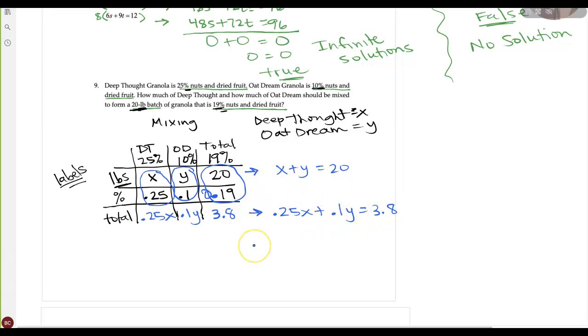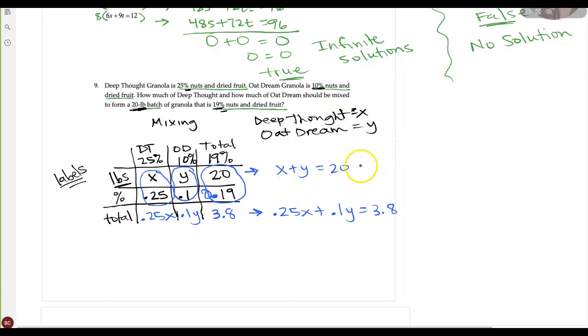And now you can use the substitution or elimination method to solve this. I don't care which way you do it. Whichever way looks easier to you is what I want you to use. So why don't you just take a minute and see if you can figure this out. I'm going to use the substitution method, but it doesn't matter which way you decide to do this, okay?